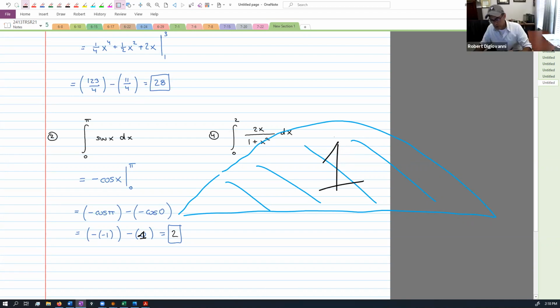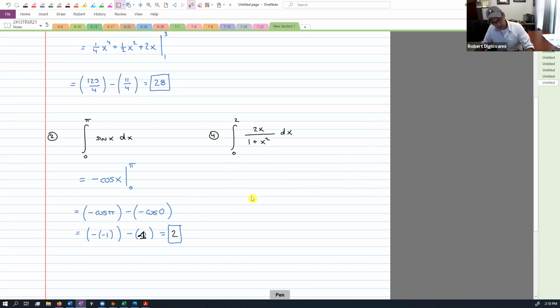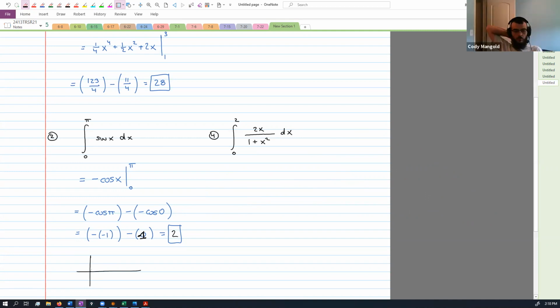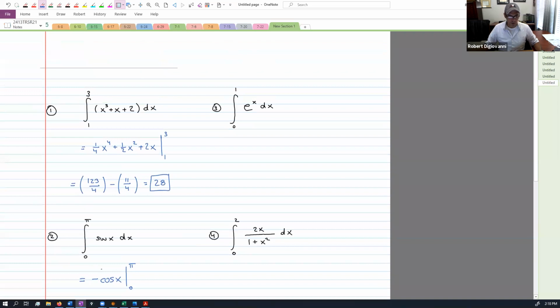That area underneath that sine curve, I forgot the second negative. This area right here is 2. Still weird that it's a nice number like that, right? Okay, who wants the third one?